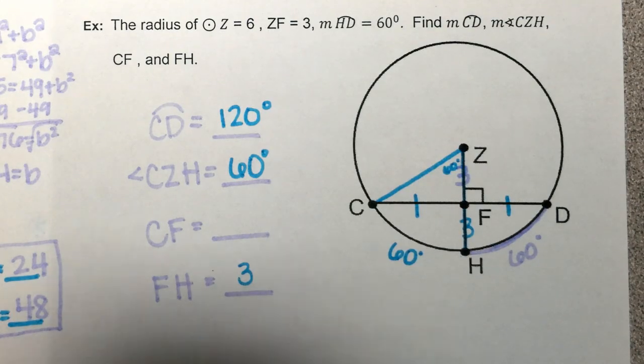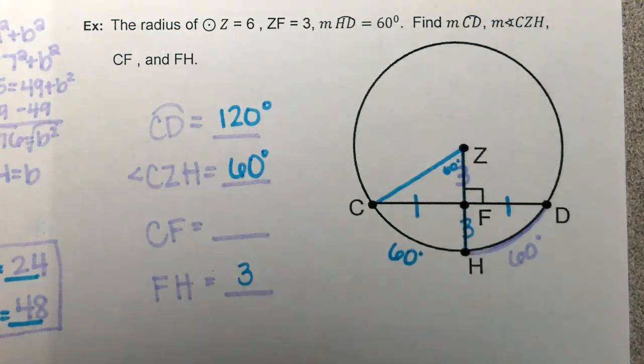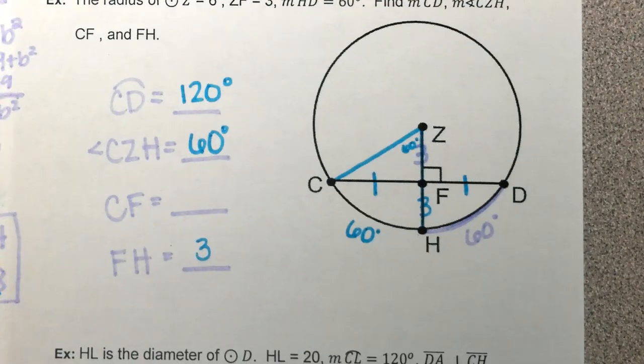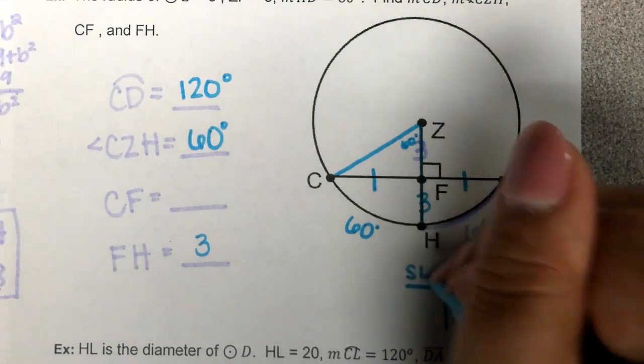How do I find CF? You could use Pythagorean theorem. I don't hate it. But it's a 30, 60, 90, and I think 30, 60, 90 is quicker. You might not agree with that. You might be like, I don't know it. But I do. So I'm going to do right below here my 30, 60, 90 chart.